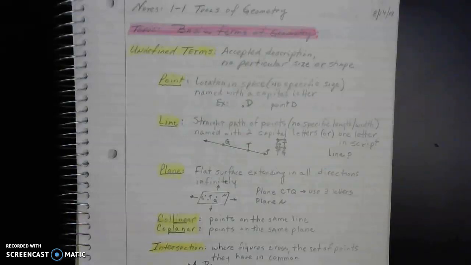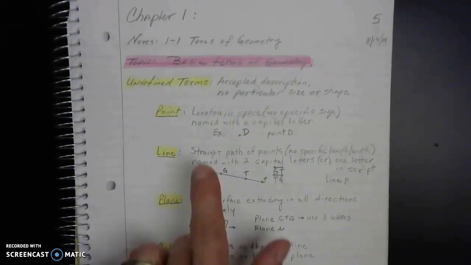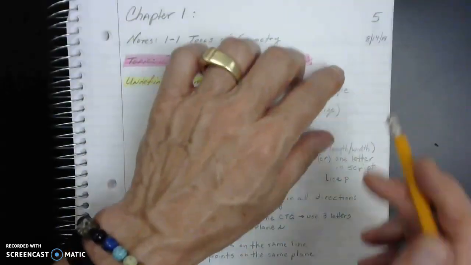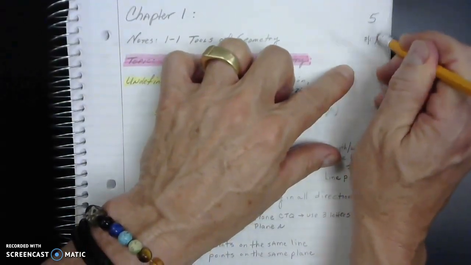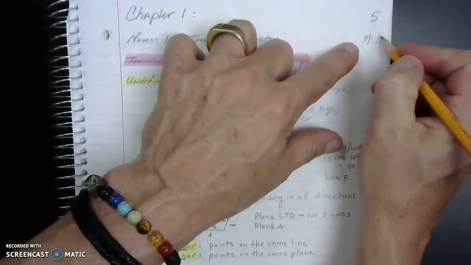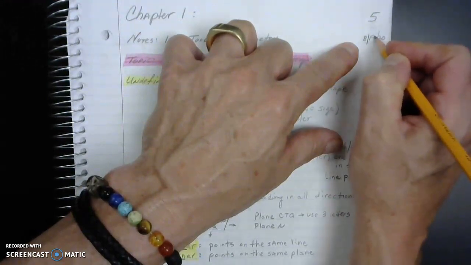Okay, geometry, this is chapter 1. As you can see at the top, this should be page 5 in your notes. Section 1.1 of geometry. We're going to change this date to the 19th in 2020. So these are my notes from last year. I'm not going to change them because they're good notes. So 19 is the date.